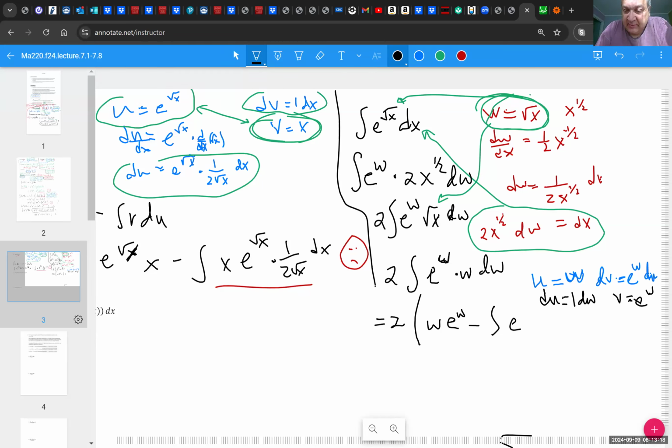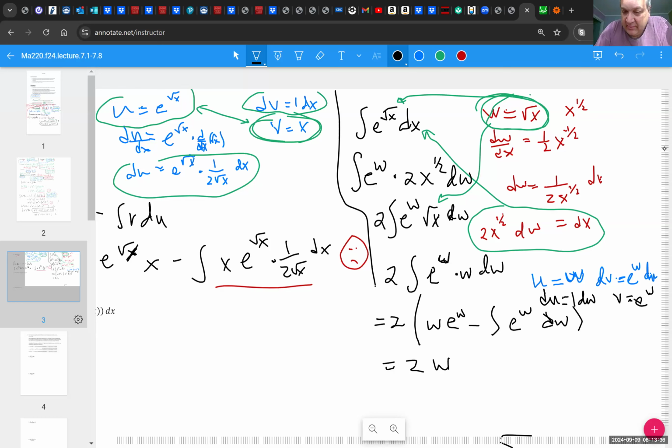And you can see how it did get simpler. So, our goal is to make this simpler, and we did. So good job. And the integral of e to the w is e to the w. And I'll multiply by 2, add the plus c.